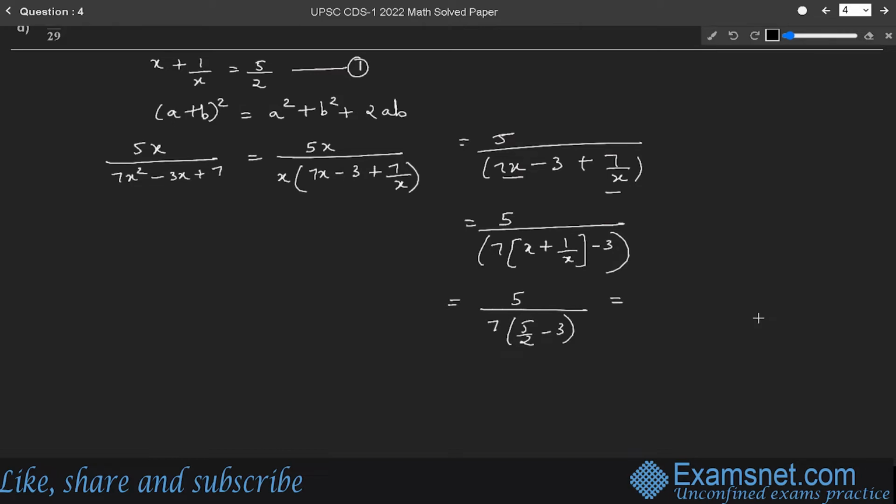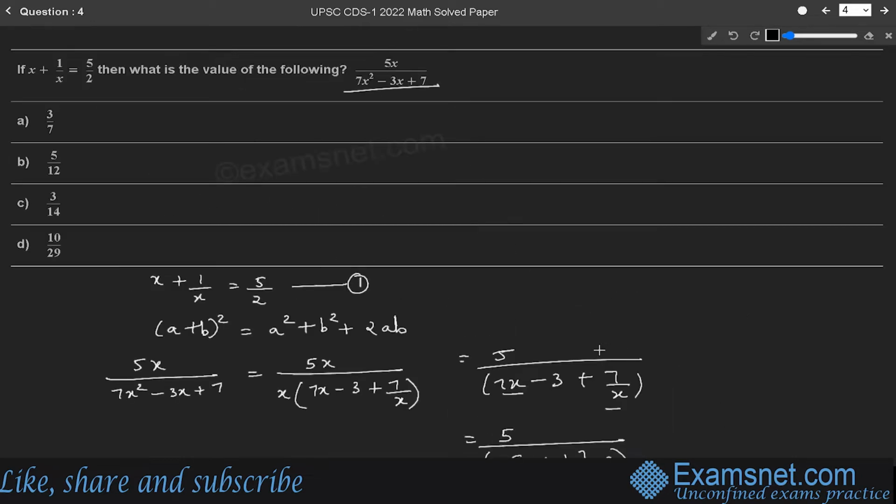It is already given in the question, so we have put the value here, which is 5 by 2. On further solving, it will be 10 upon 35 minus 6, which equals 10 upon 29. So the required value for the given expression is 10 upon 29. So the correct option here is option D. You can see that all the questions are very simple. You just have to use the basic formulas in every question.